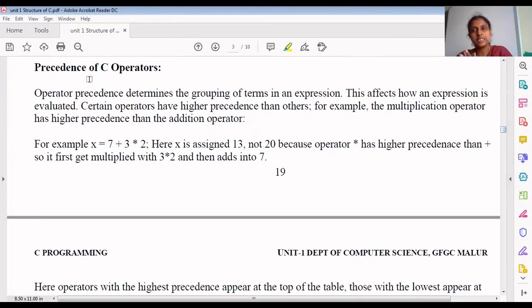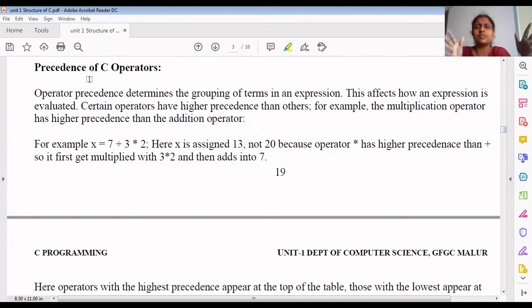Precedence of operator. Precedence means priority. When you take a college, the principal is the higher authority. Then come the HODs. Then come the staff. Then come the students. That is precedence. Who has the highest authority? Principal is higher. Like that.